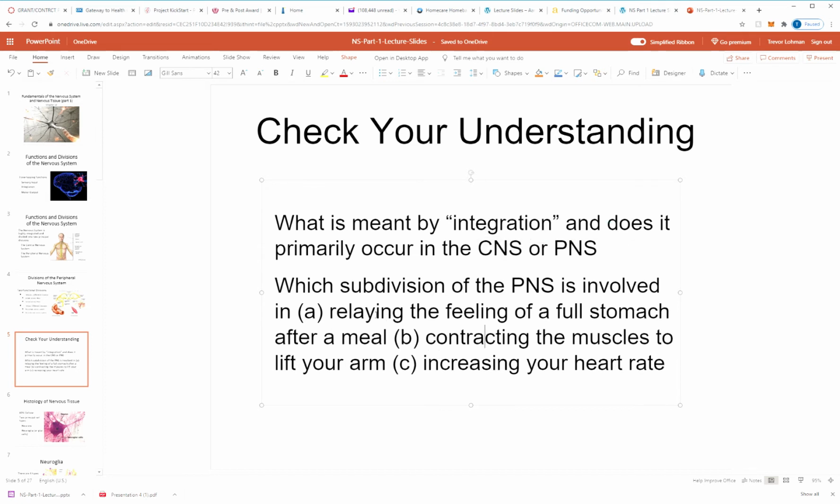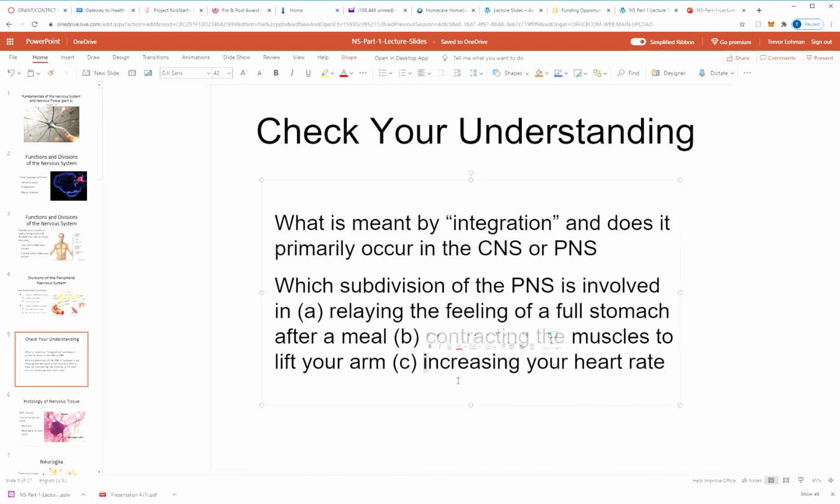Okay, so quick little quiz here. Which subdivision of the peripheral nervous system is involved in relaying the feeling of a full stomach after a meal? So stomach, that would fall under viscera, so that would be sensory as well, because it's a feeling of a full stomach after a meal. That would be visceral sensory. How about contracting the muscles to lift your arm? That would be somatic motor system, or a somatic motor fiber, if we're just talking about one neuron. Also, increasing your heart rate.